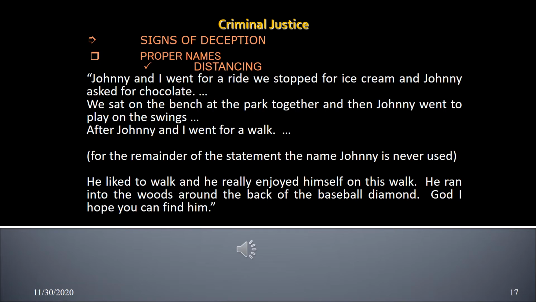So here's an example of part of a statement from a father who killed his son, who was Johnny. "Johnny and I went for a ride. We stopped for ice cream, and Johnny asked for chocolate." He went on at length with the statement. "We sat on the bench at the park together, and Johnny went to play on the swings. After, Johnny and I went for a walk." And then that's the last time he uses the word Johnny. "He liked to walk, and he really enjoyed himself on this walk. He ran into the woods around the back of the baseball diamond. God, I hope you can find him."